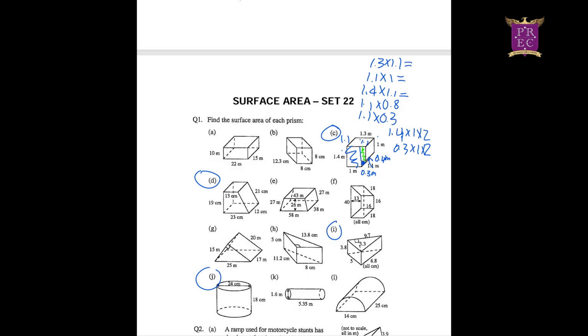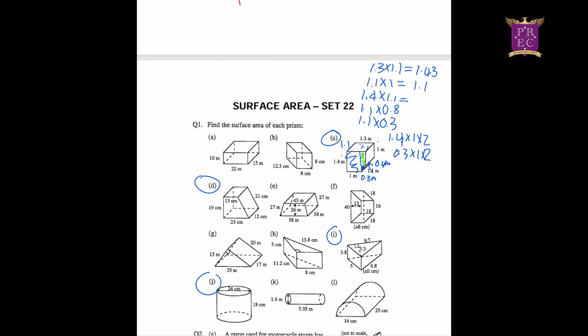So 1.3 times 1.1 gives us 1.43. 1.1 times 1.1, so 1.1 times 1 gives us 1.1. 1.4 times 1.1 gives us 1.54. And then we have 1.1 times 0.4, sorry, not 0.8. I made a mistake. That should be 0.4, which gives us 0.44, because it's essentially 11 times 4, but with 2 decimal places.